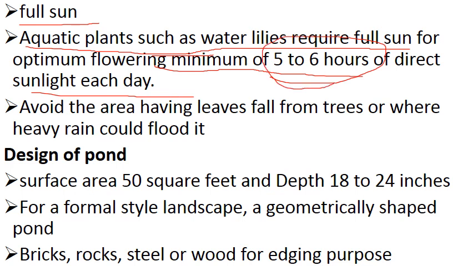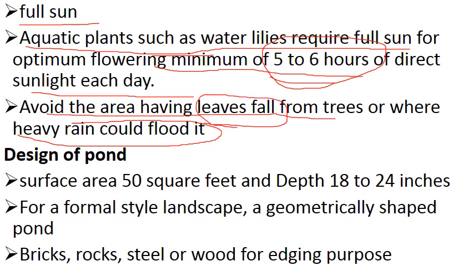Also avoid areas having leaf fall from trees or where heavy rain could flood it. Why avoid leaf fall? Because if leaves fall from a tree into our pond or water resource, the water of that pond will decompose and deteriorate, so the beauty of the garden reduces. So we should avoid locations where there is leaf fall. And heavy rain is also avoided, because if there is a flood, our whole water garden will be lost.